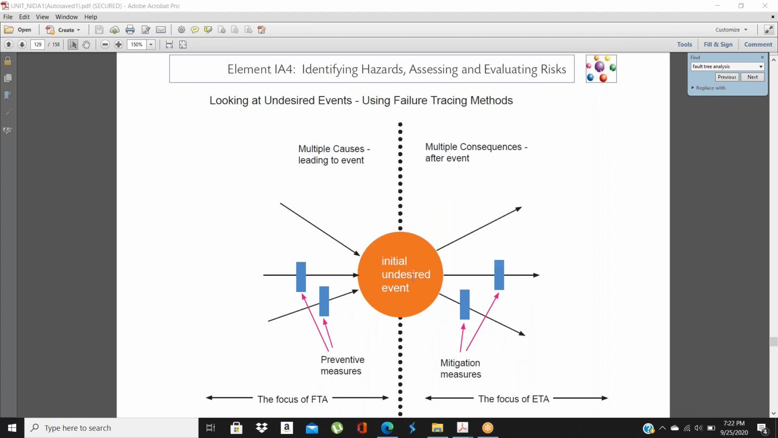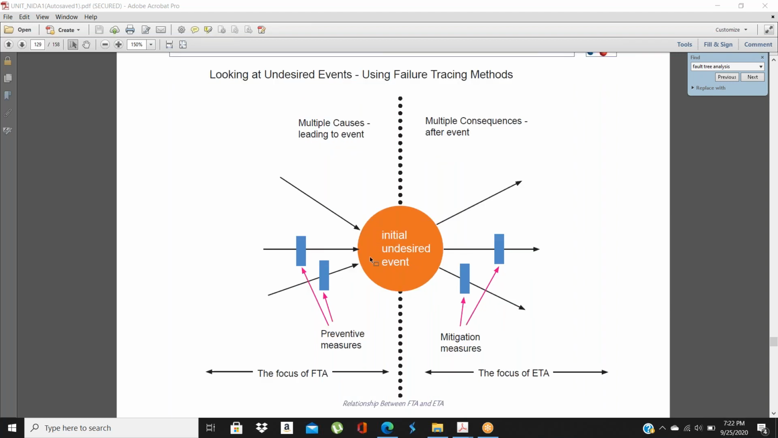Here is the undesired event. This side, all the events are coming toward the main event. This side is the fault tree analysis. After the fault tree analysis, this is called event tree analysis. We will discuss it later because this is only a general diagram. Once we combine both the fault tree analysis and event tree analysis in one diagram, then it is called bow tie analysis. Here the initial event and the fault tree analysis will be our starting point.